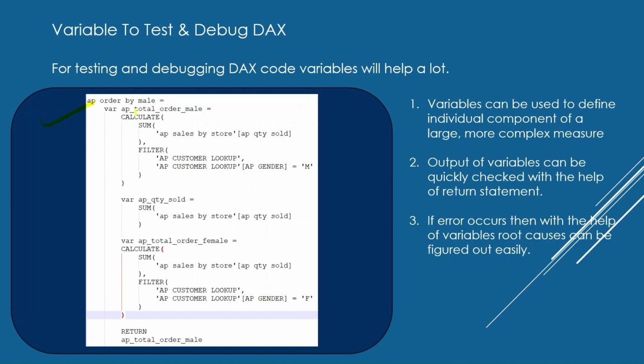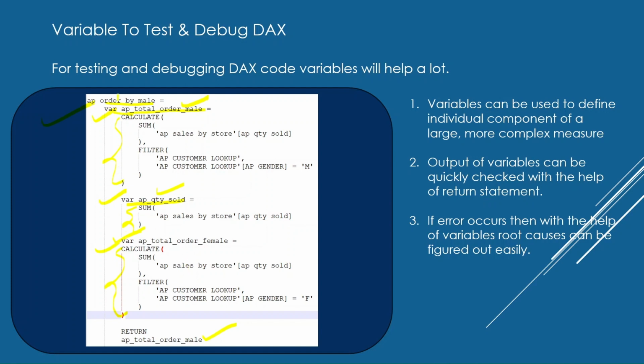In this measure, I am creating a measure. Here I am creating a variable, and here I am providing the expression of this variable. Again I am defining one variable, and providing its expression. Again I am defining a variable and providing its expression, and here I am just returning one variable. So in this measure I am defining three variables: this variable, this variable, and this variable.